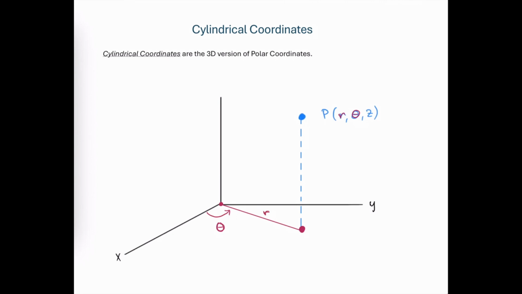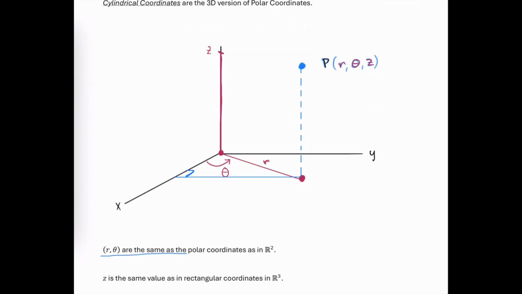And we'll use the exact same r value and theta value to come up to this ordered triple in 3D. The z-coordinate to complete this ordered triple is going to be the exact same z value that is used in rectangular coordinates. Now, because our r and theta are the same values that we used in two-dimensional space, we can use the same relationships between x, y, r, and theta when we convert from rectangular coordinates to cylindrical coordinates. And again, the z value from rectangular coordinates is going to be the same in both rectangular and in cylindrical.